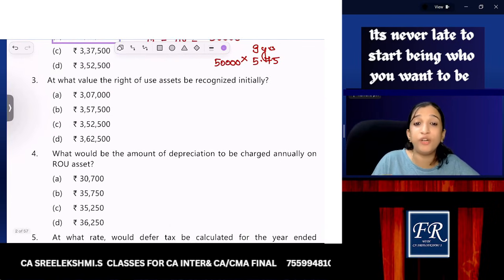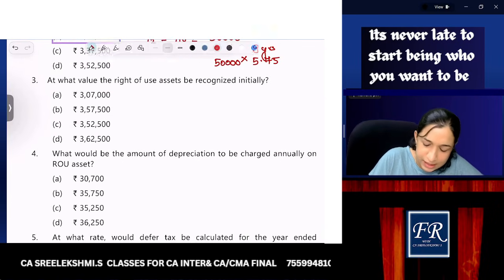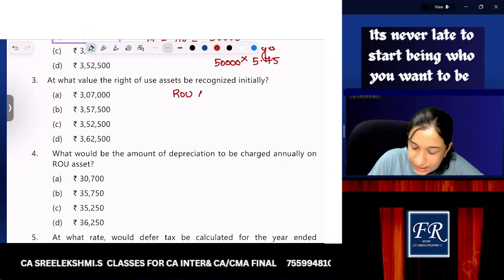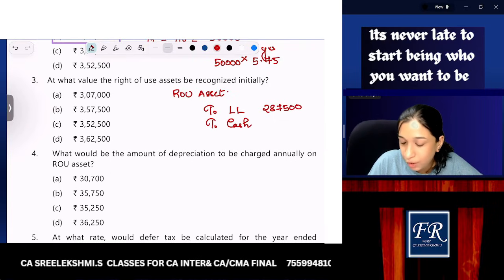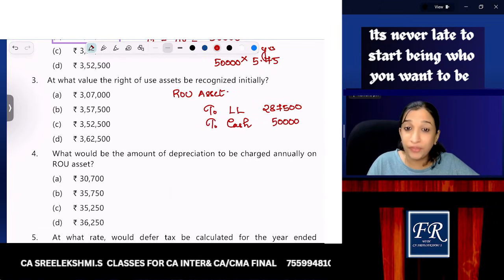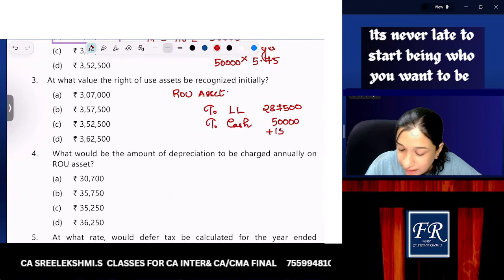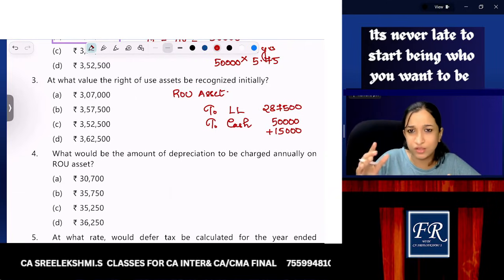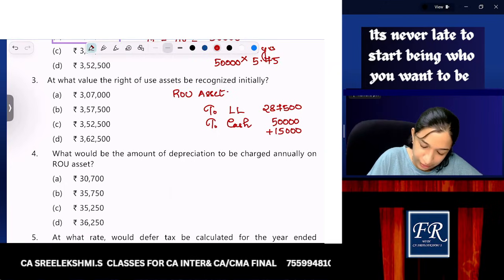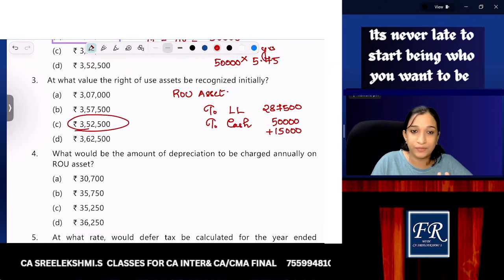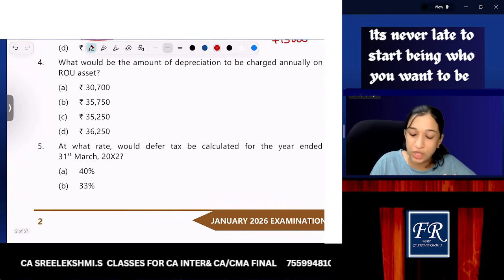At what value will the ROU asset be initially recognized? We can recall the journal entry. What is the entry that we will pass? ROU asset debit to lease liability 287,500, correct? To cash or bank, we are paying now 50,000, 50,000 initially, and also we incurred 15,000. 5,000 is reimbursed, right? So that we are ignoring. So 287,500 plus 65,000, 352,500 is the ROU asset.